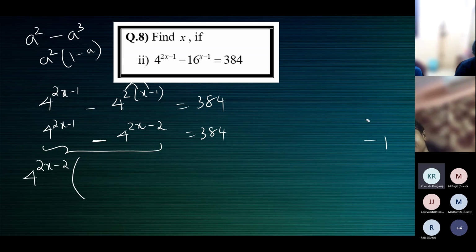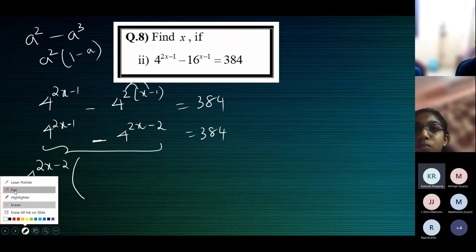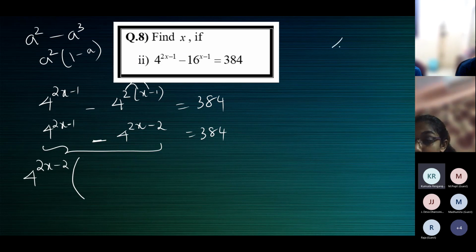First time when you listen, it might sound very difficult, but when you revise, it will become easy. We have 4 to the power 2x minus 2 common.